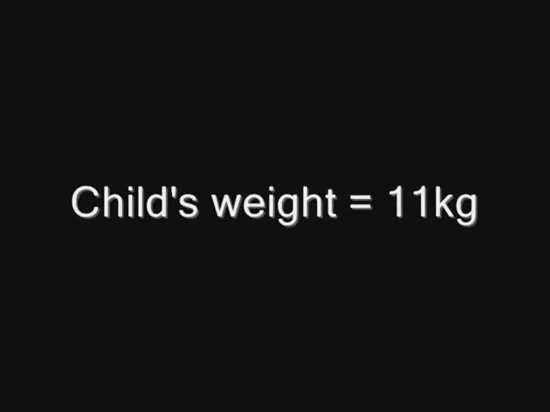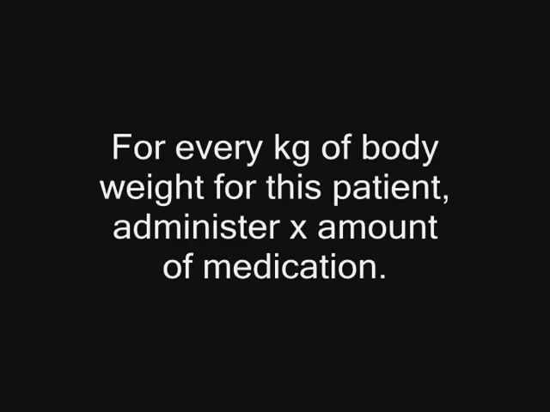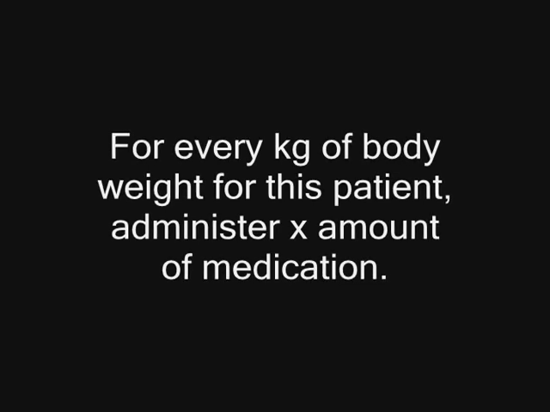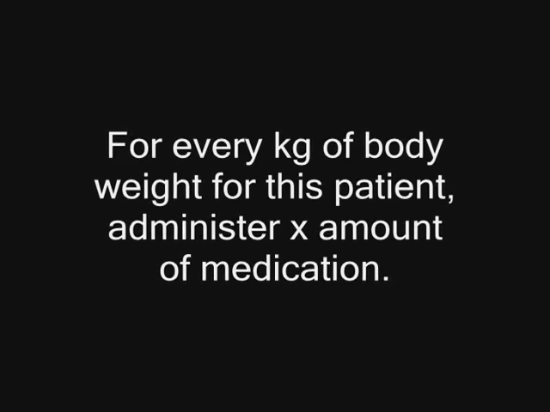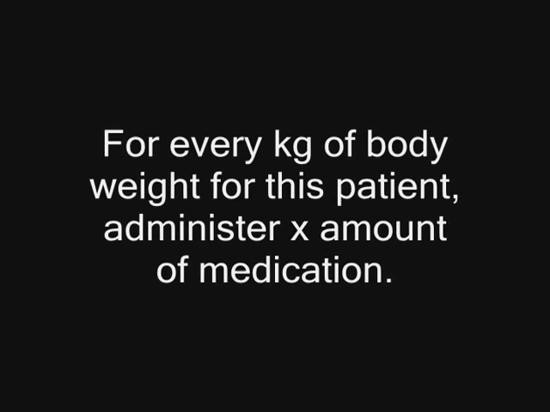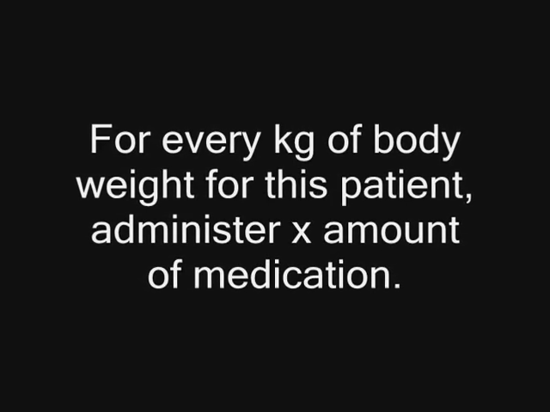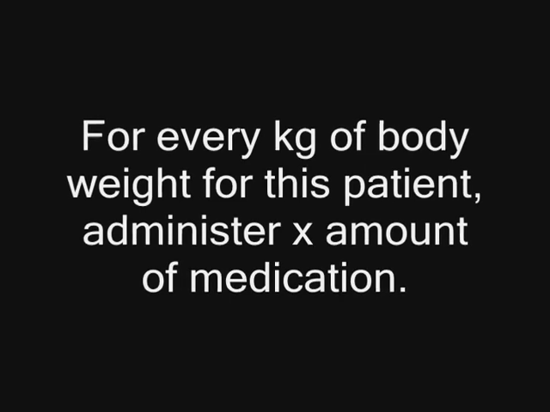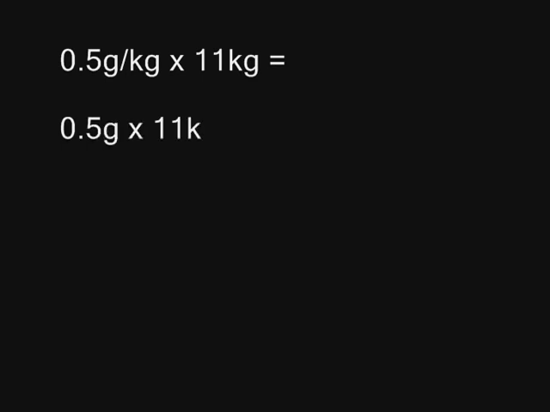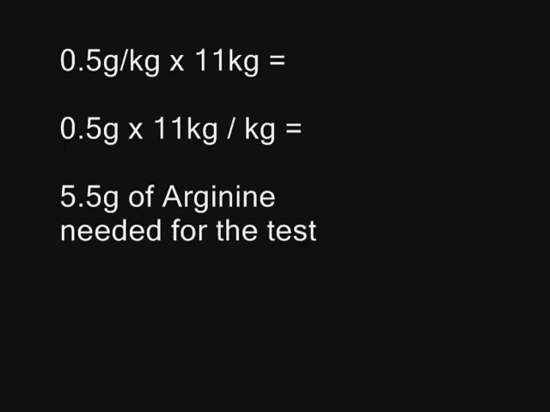Now that we know the child's weight in kilograms, we can calculate his dose. A dose written as milligrams or grams of medication per kilogram of weight is a ratio that says, for every kilogram of body weight for this patient, administer X amount of medication. If the ratio says the dose is 0.5 grams per kilogram, then we know that for every kilogram of body weight, the patient gets 0.5 grams of medication. We know that the patient weighs 11 kilograms, so 0.5 grams per kilogram times 11 kilograms equals 5.5 grams of arginine needed for the test.